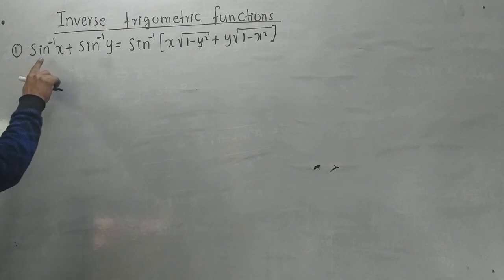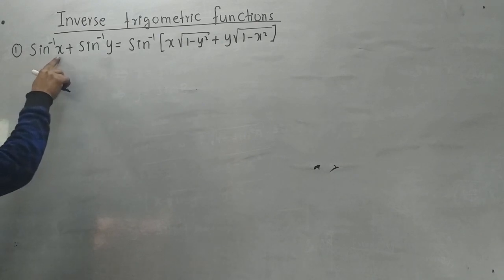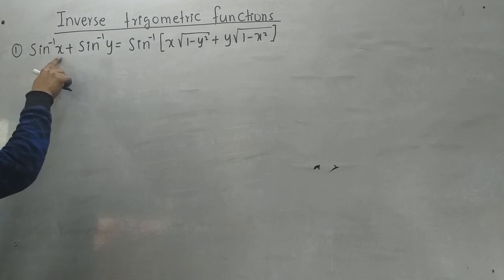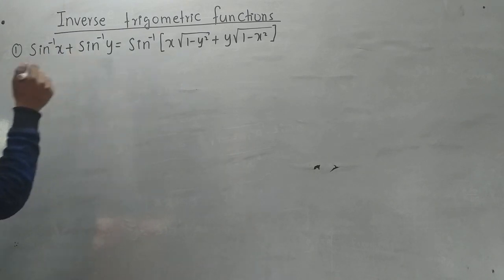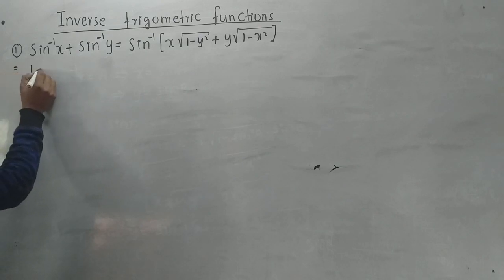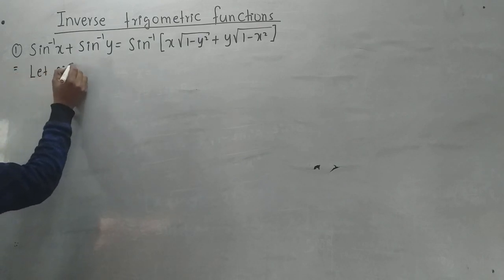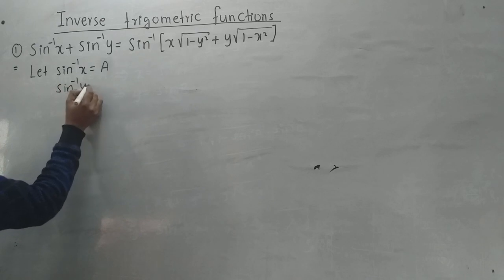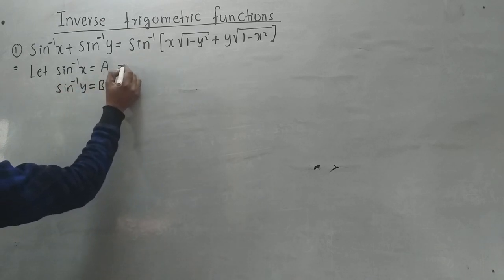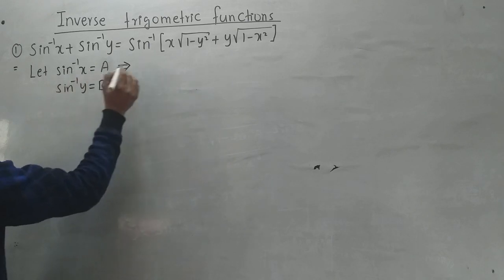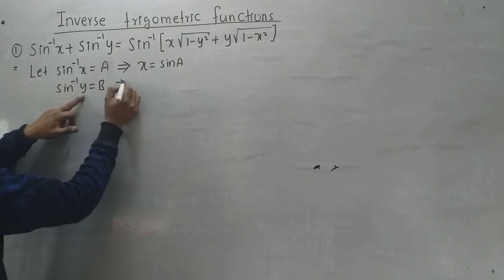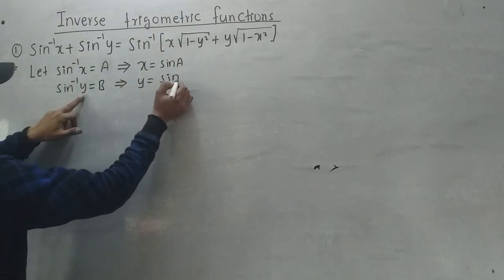After that, here are two variables: one is sine inverse x, the other is sine inverse y. X and y are two different variables. So I am going to suppose this sine inverse x is angle A and sine inverse y is angle B. So let sine inverse x equal A, and sine inverse y equal angle B. It implies that x equals sine A, y equals sine B.